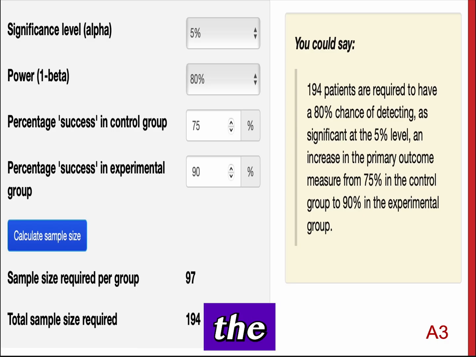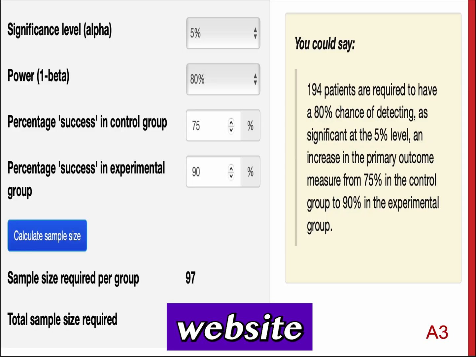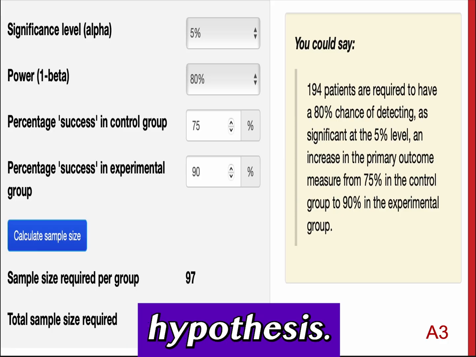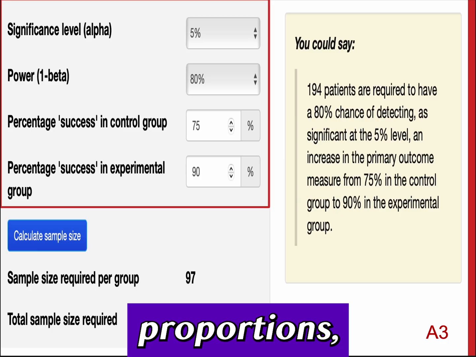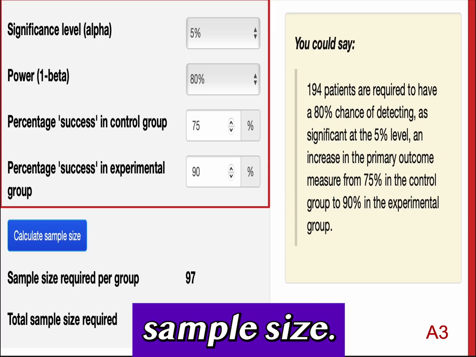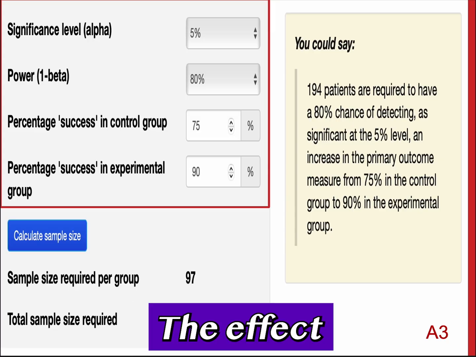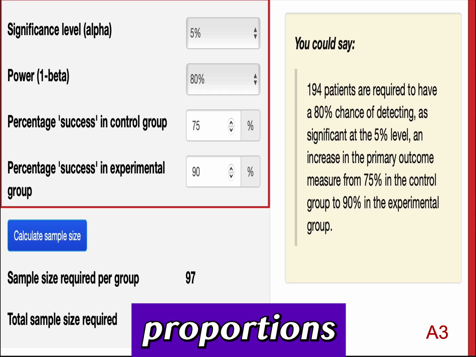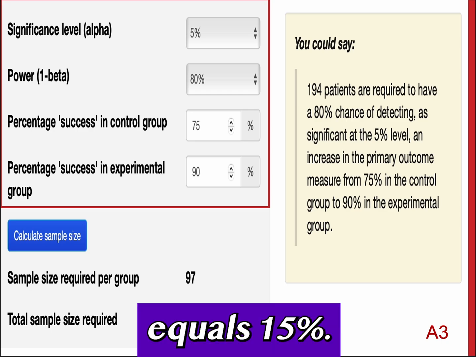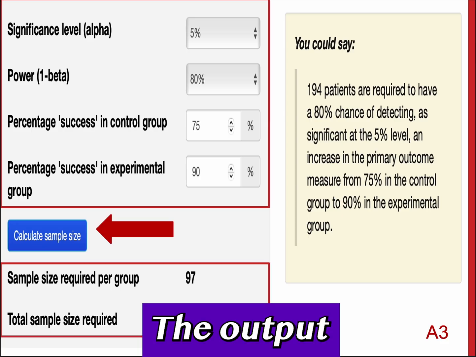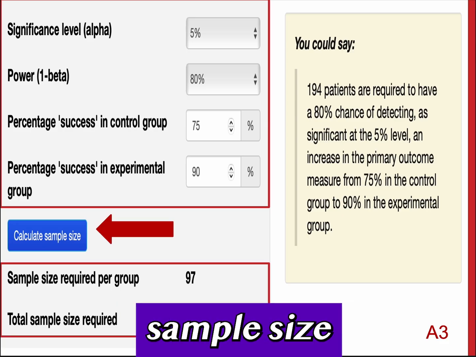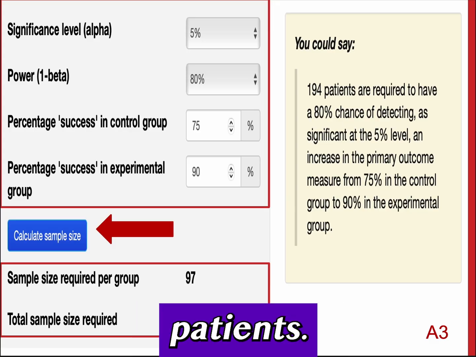This is an example of the sealedenvelope.com website for sample size determination of two proportions with a superiority hypothesis. We input our proportions, the level of alpha error, and power, and click on Calculate Sample Size. The effect size is the difference between the two proportions. 90% minus 75% equals 15%. The output indicates that we would need 97 patients in each group for a total sample size of 194 patients.